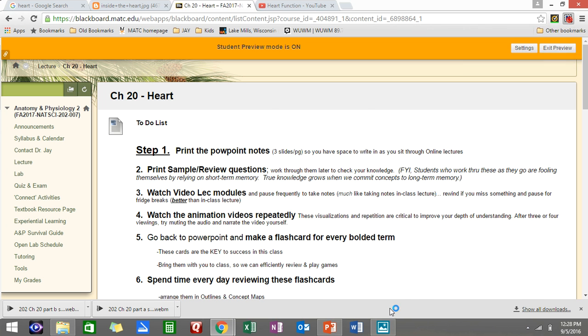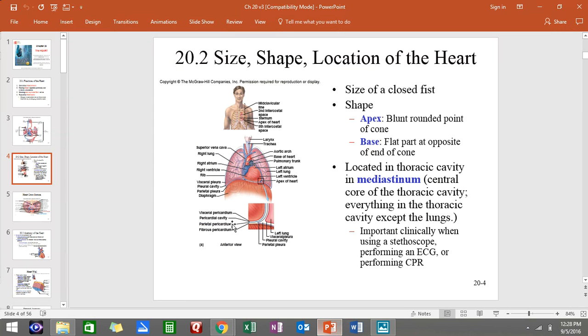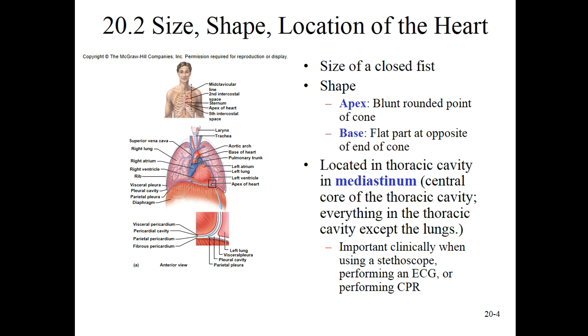Welcome back. In this video, we're going to work our way through the PowerPoint in a bit more of a logical fashion, now that you have an idea of the basic structure of the heart and how blood flows through the heart. Here we can see on PowerPoint chapter 20, slide number 4, right down here, the basic orientation of the heart. The heart sits atop the diaphragm.